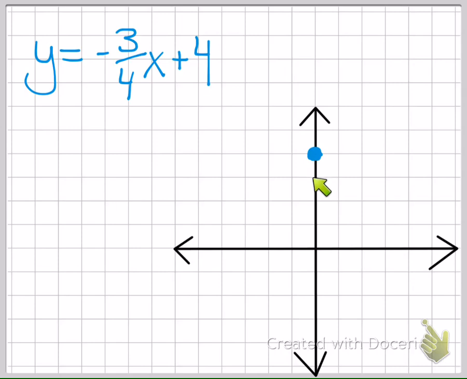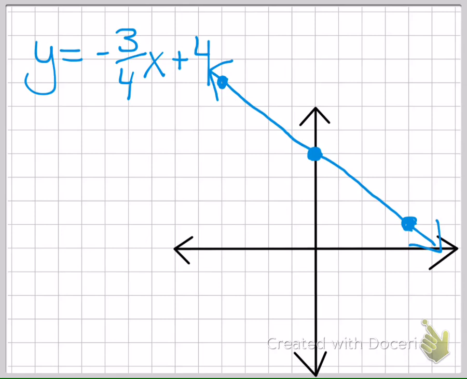So I can either go down 1, 2, 3, and to the right 4, or you could go up 3, which would be positive 3, and then to the left 4, which would be negative. Either way, or you can do both, you draw your line and put arrows on the end, so it should look like that. It's a downhill line. The negative can go either with the numerator or denominator, just not both. If it went with both, it'd be a negative divided by negative, which would make it positive. Okay. So that's the graph of that line.